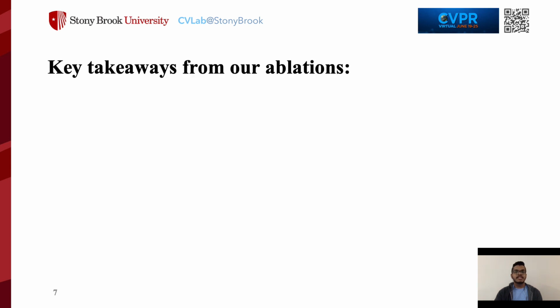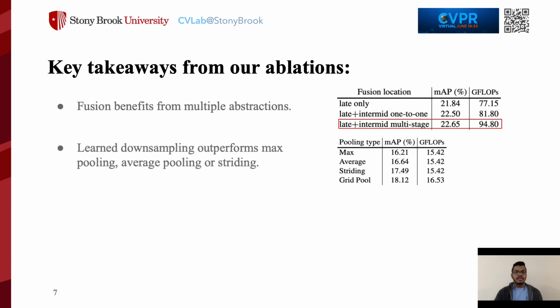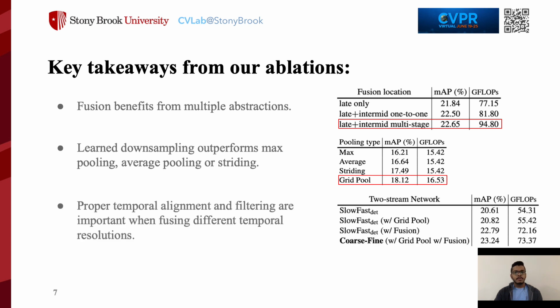Let's look at some key takeaways from our ablations. Fusion benefits from multiple abstractions. Rather than late fusion or one-to-one intermediate fusion, we see a clear improvement when considering multiple abstractions to augment the other stream at a given depth. Learned frame selection outperforms max pooling, average pooling, or striding. Proper temporal alignment and filtering are definitely important when fusing different temporal resolutions. We see this when comparing against a slow-fast variant with the naive fusion method.